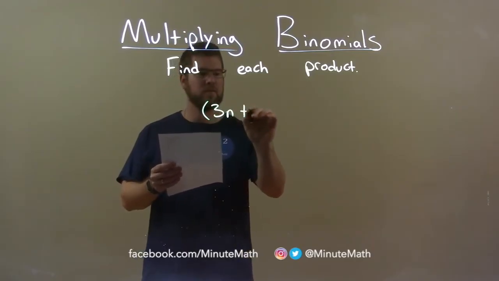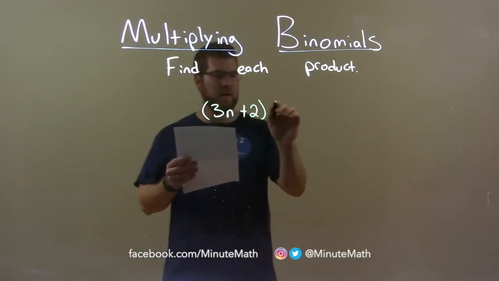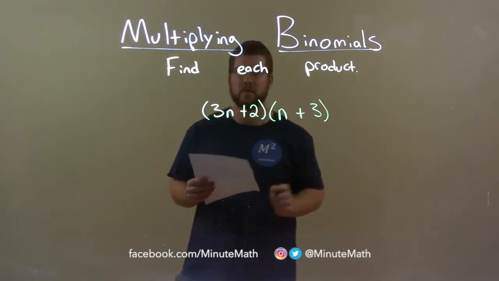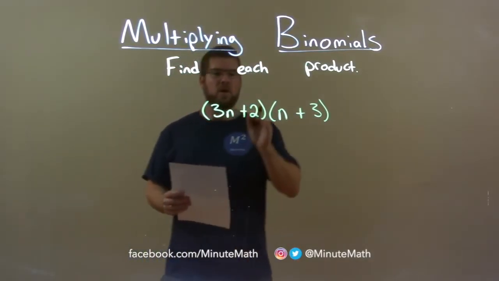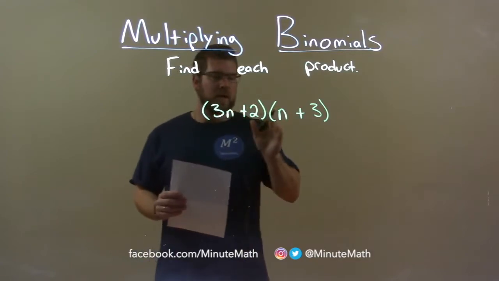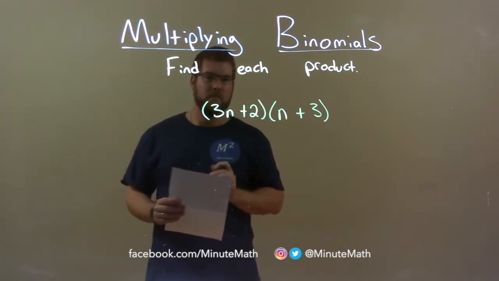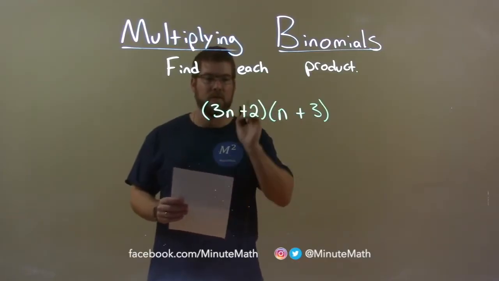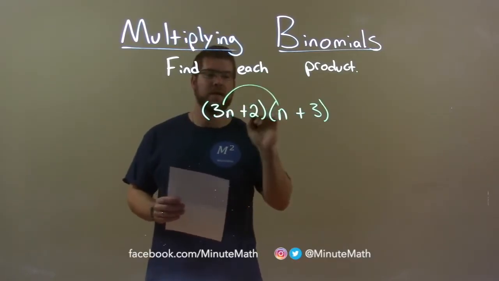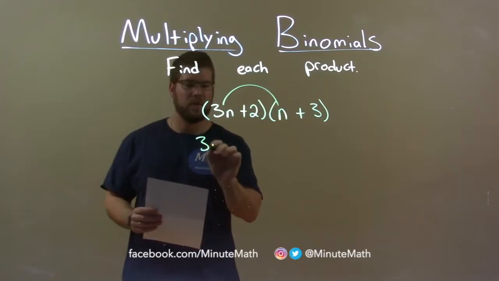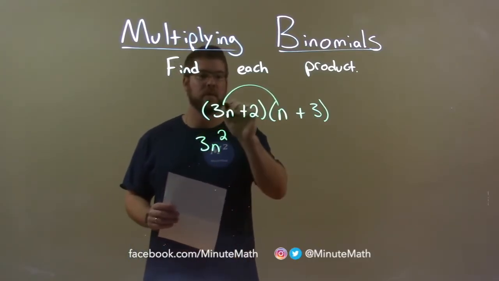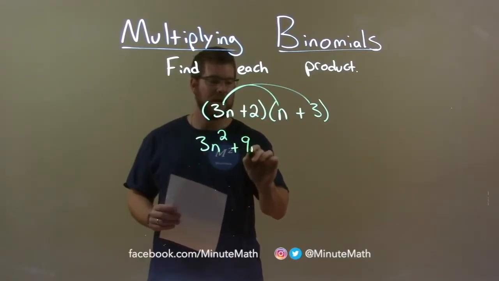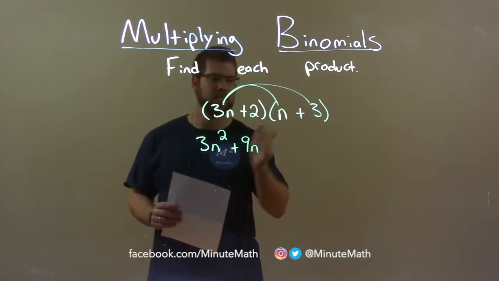3n plus 2 times n plus 3. All right. So when I multiply this out, I want to take all parts of my first parenthesis and multiply it by all parts of my second parenthesis. So 3n times n is a 3n squared. 3n times 3 is a 9n. Remember, 3 times 3 is 9.